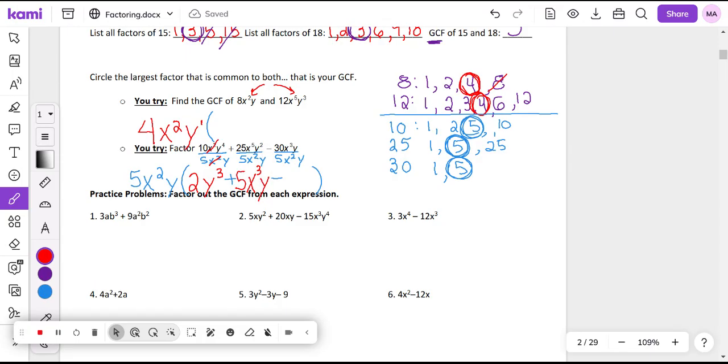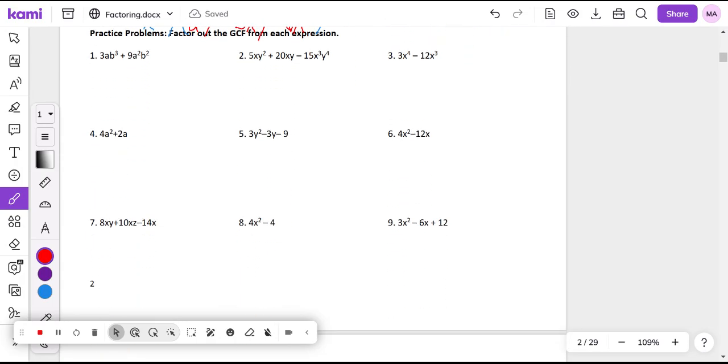Keep it going. 30 divided by 5 is 6. X cubed divided by x squared, we subtract our exponents, we get x. Y divided by y, those cancel. So this right here is actually equal to what we started with. We just factored out our GCF, our greatest common factor. And if you ever wanted to check this, you could multiply the 5x squared y back in and see if you get what you started with.